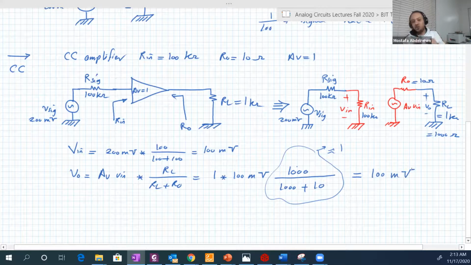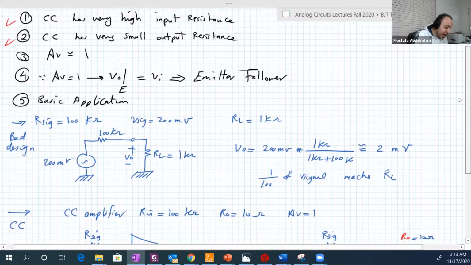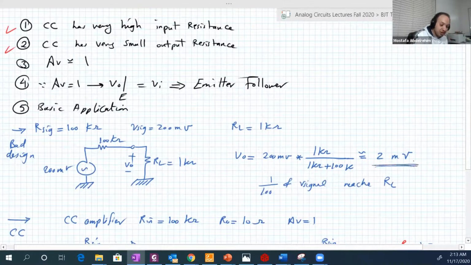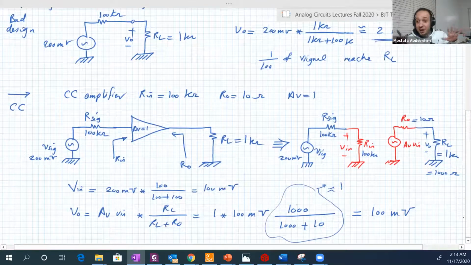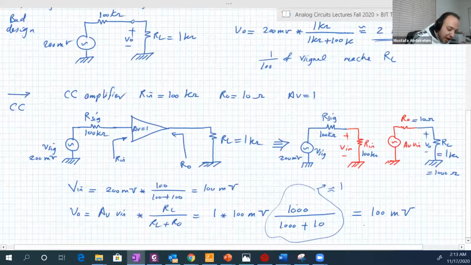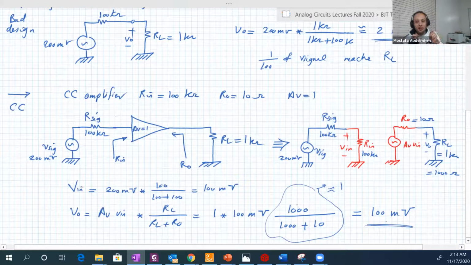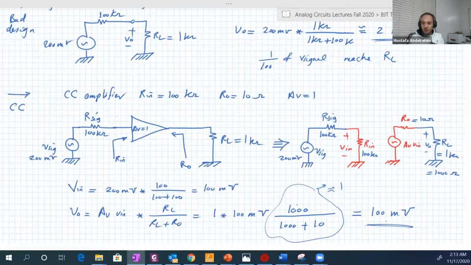Now compare the two situations. In the beginning, without this common collector amplifier, the output was 2 millivolt. And now, with this common collector amplifier, even without amplification, AV is 1, we got 100 millivolt, just because of our input and our output. That's why all the characteristics are important. Our input is important, our output is important, and the AV is important. Okay, so that's basically the basic application for common collector amplifiers.